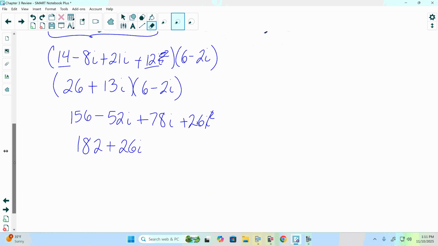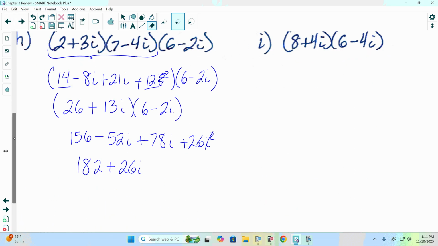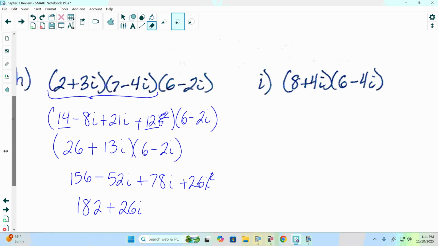Questions on multiplication? Because even with K, 8 plus 4i squared times 16 minus 3i to the fifth, the calculator will do that just fine. Yeah, because you can do it by hand.